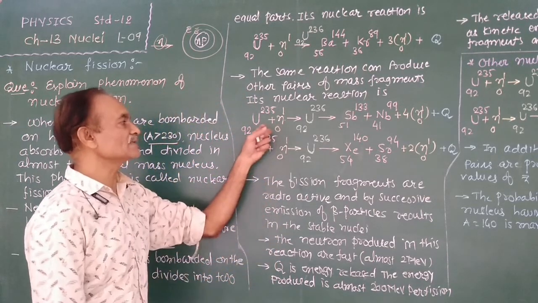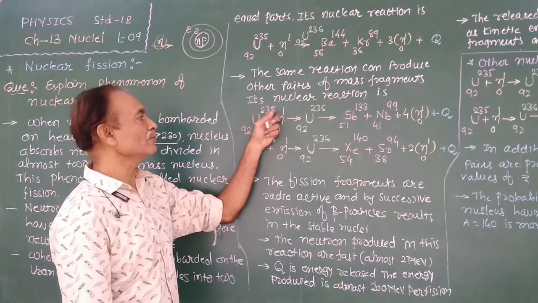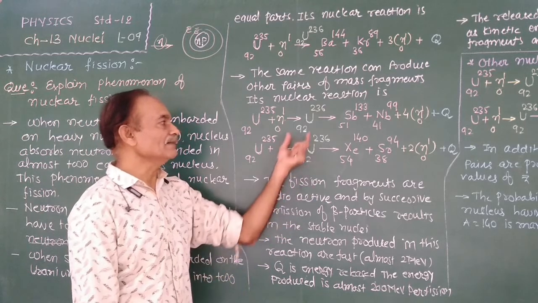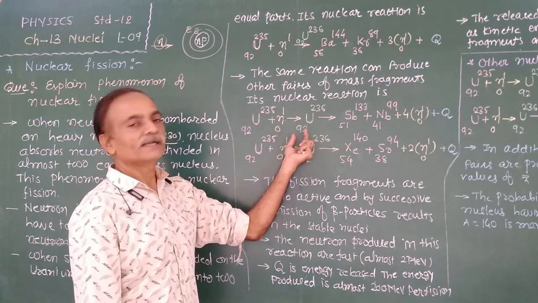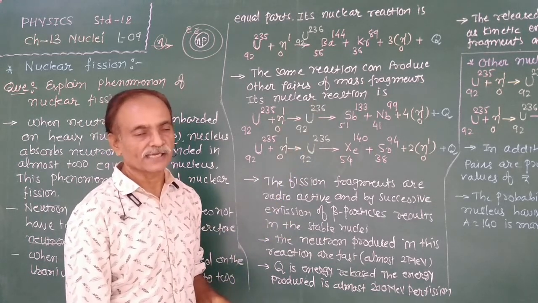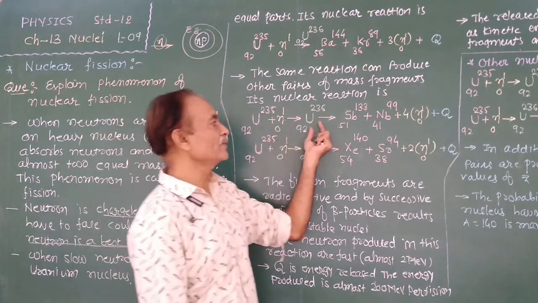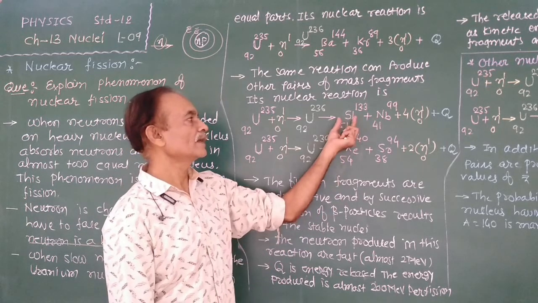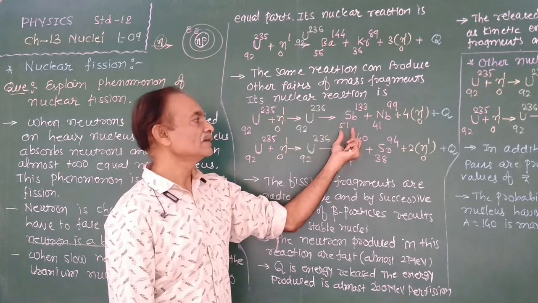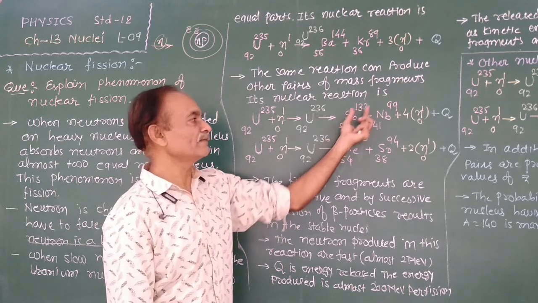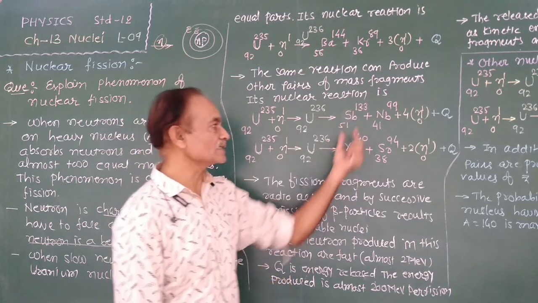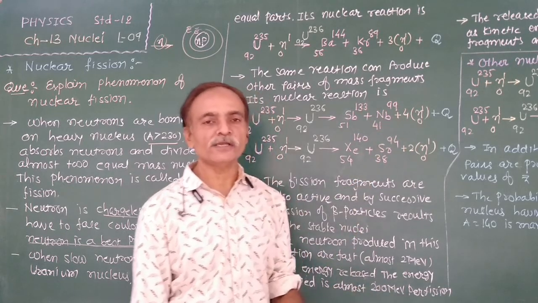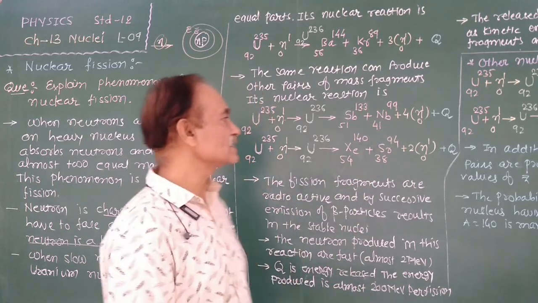Again, when the neutron is bombarded on uranium-92-235, this neutron is absorbed by the uranium nucleus and it becomes the unstable uranium-92-236 nucleus. So this unstable uranium nucleus gets divided into two nuclei: antimony Sb, having atomic number 51 and atomic mass number 133, plus niobium 41-99, plus 4 neutrons plus Q amount of energy is released.